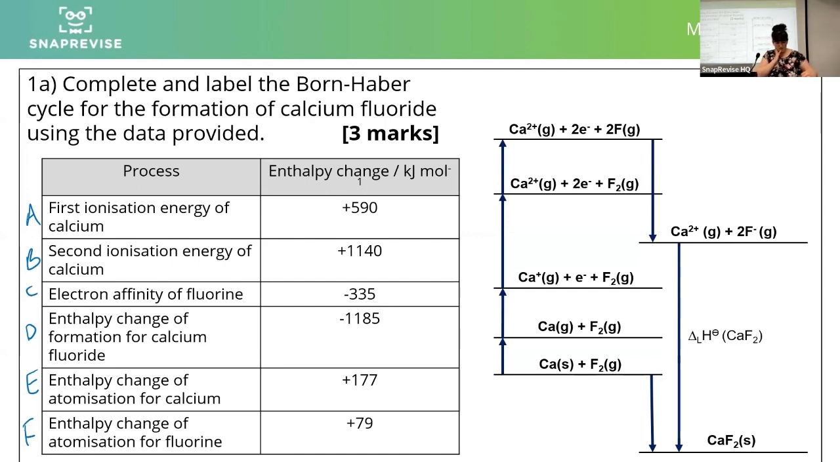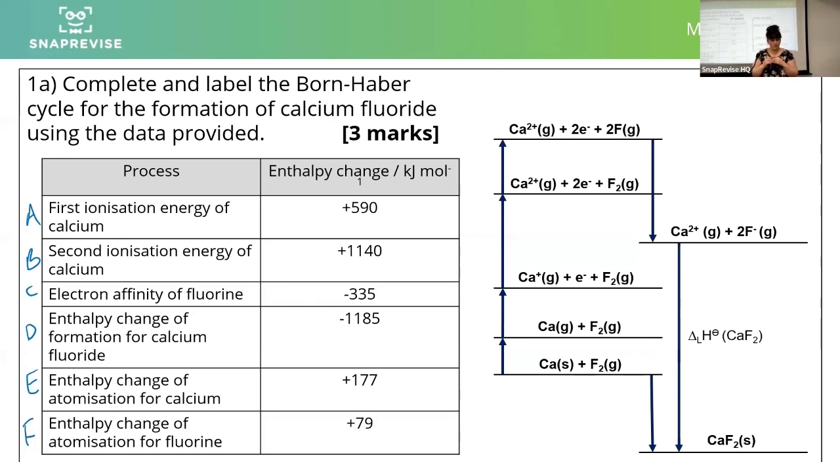So again, you do this your way. If you would prefer to start at the top and work your way down, fine. If you prefer to start at the bottom and work your way around, fine. What I am going to do is find the things that I know for sure the process of, the ones that I find easiest, which is things like enthalpy change of formation for calcium fluoride. This is something we learn in year 12, so we should hopefully know it well.